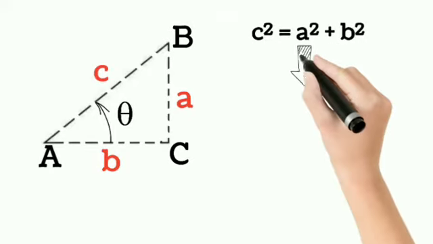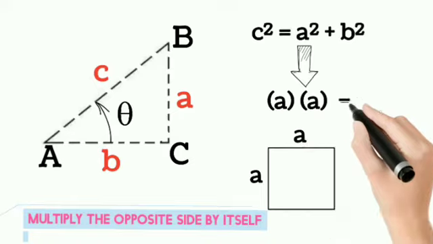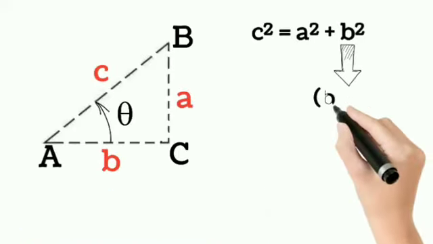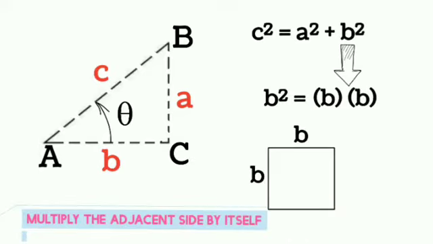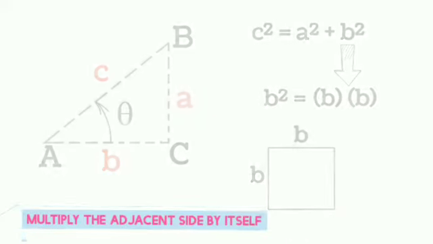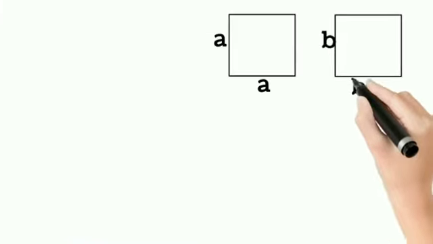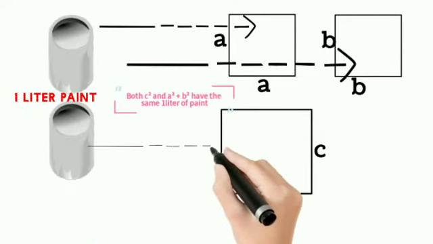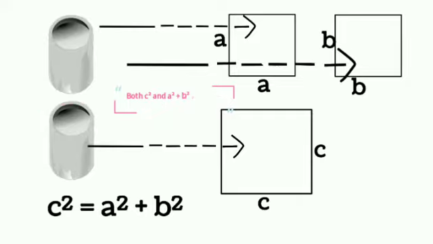Furthermore, this will also be the same when a square having the same length a as the opposite side multiplied by itself will be equal to a squared. Moreover, the same length b as the adjacent side multiplied by itself will be equal to b squared. Assuming that each surface of plywoods a and b have a certain distributed liters of paint, this will also be exactly the same for plywood c. Therefore, c squared is equal to a squared plus b squared.